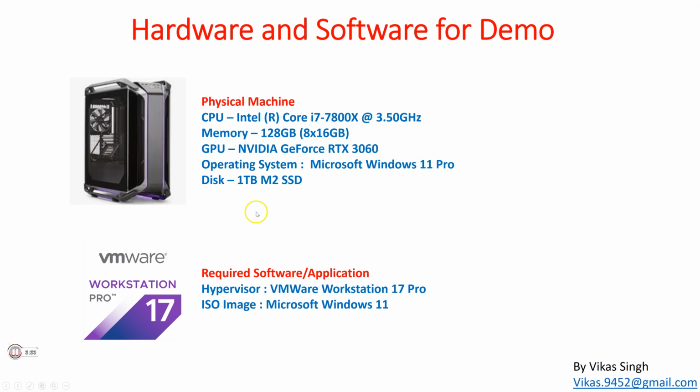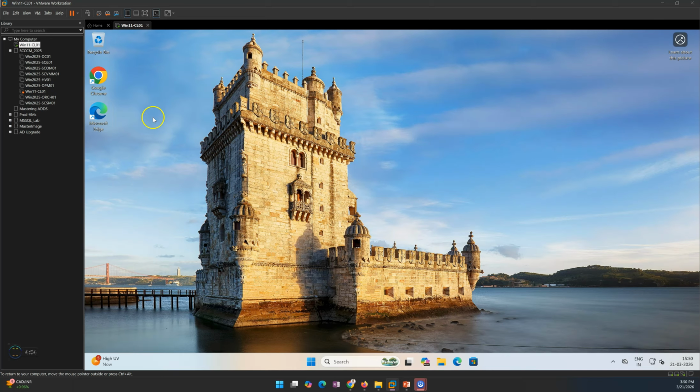Now this is my physical machine. I have a Core i7 7800X series extreme processor with 120 gig of memory. I have an NVIDIA RTX 3060 installed on my physical machine, and I have Windows 11 Workstation Pro installed, and I'm running VMware Workstation 17 Pro on my physical machine. I'm going to give you a demo where I'm going to install Player inside a virtual machine.